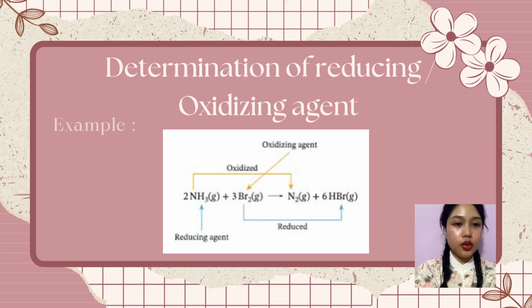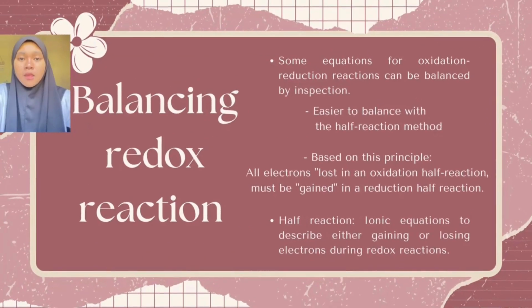atoms in CuO are reduced to copper metals, which means they gain electrons. In short, the reducing agent is hydrogen and the oxidizing agent is copper 2 oxide. Some equation for oxidation reduction reaction can be balanced by inspection. For example, easier to balance with the half reaction method.